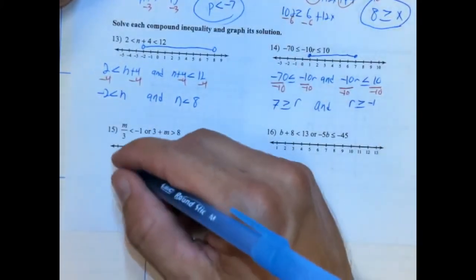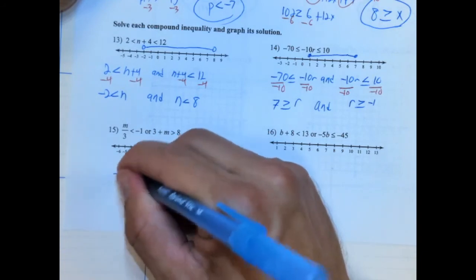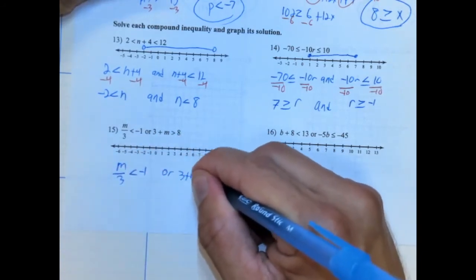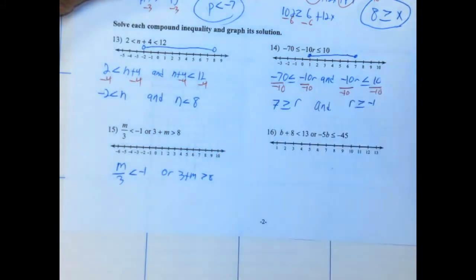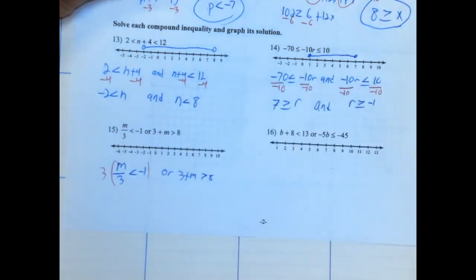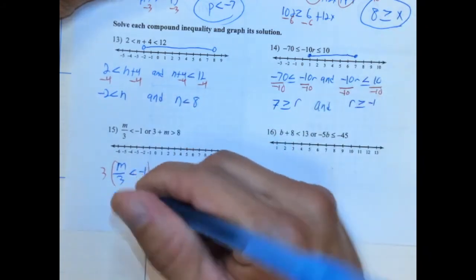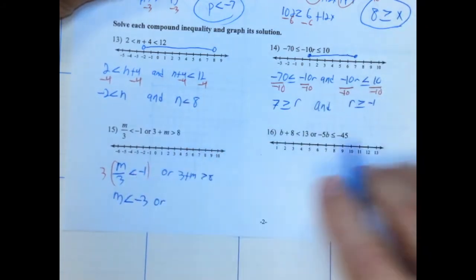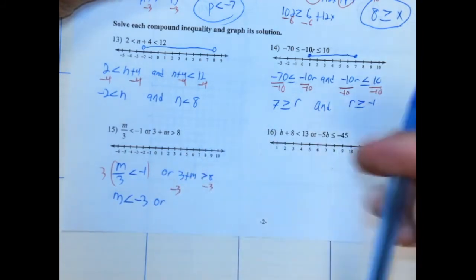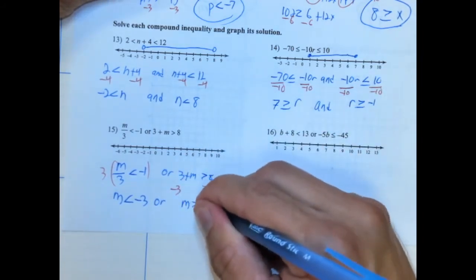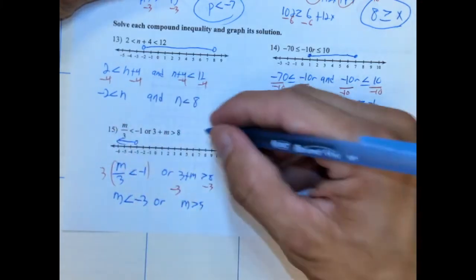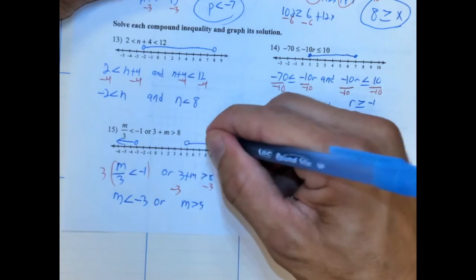Last two here. These are disjunctions. m over 3 is less than negative 1, or 3 plus m is greater than 8. So we're going to multiply by 3. And m will be less than negative 3, or let's subtract 3 here, and 8 take away 3 is 5. m is greater than 5. All right, so m is less than negative 3, so open circle that way. m is greater than 5, open circle that way.